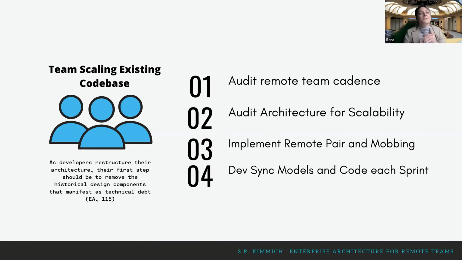The second is to audit architecture for scalability. Go through and do the same thing as you would with a new product, but go through every level of your system and say, what is the C1 through 4 of the diagrams that we're trying to create here? Obviously, I'm going to tell you the same thing: implement remote and pair mobbing.